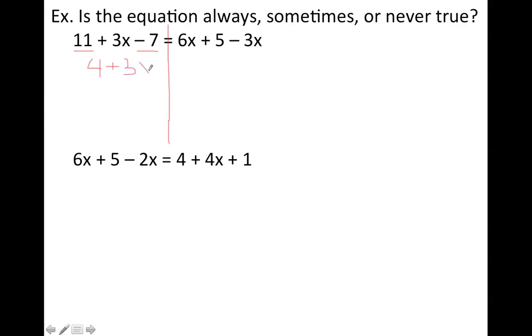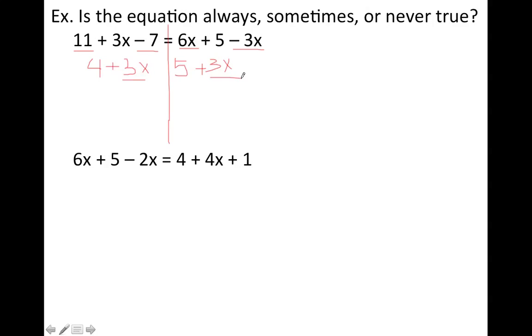Then on the right hand side, we also have like terms, 6x and negative 3x. So bring down your 5, combine your like terms, and we get plus 3x. And then we can stop here, because if you notice, we have 3x and 3x, the same term on both sides. So that means if we got rid of those, we would have 4 equal to 5, and that will never be true. So the first one is never.